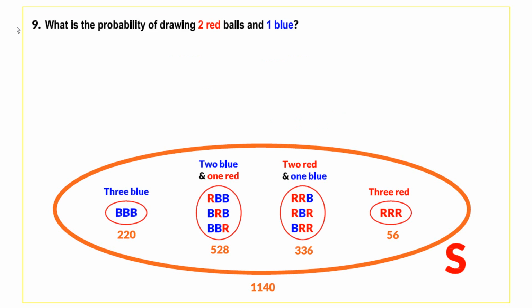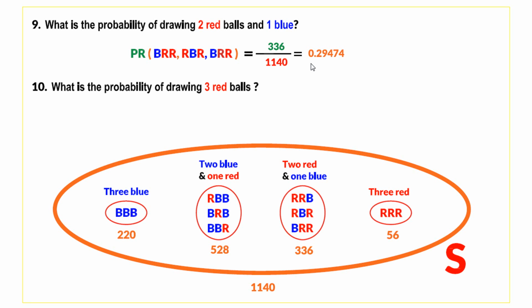Now next question, number 9. What is the probability of drawing 2 red and 1 blue? So here we have the possible outcome 336. We divide that over 1140 and we get 0.29. Question number 10. What is the probability of drawing 3 reds only? So possible outcome is 56. We divide it over 1140 and we get 0.049.